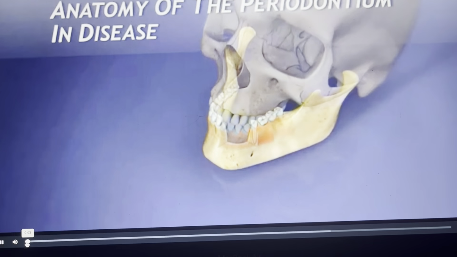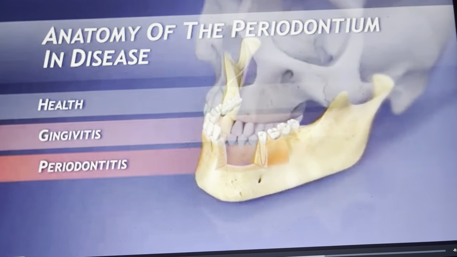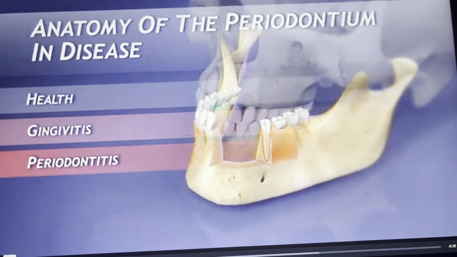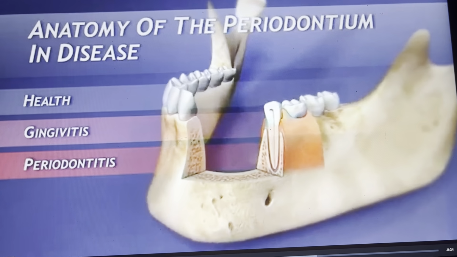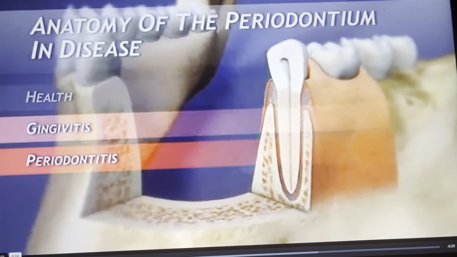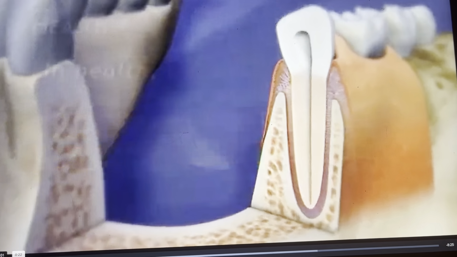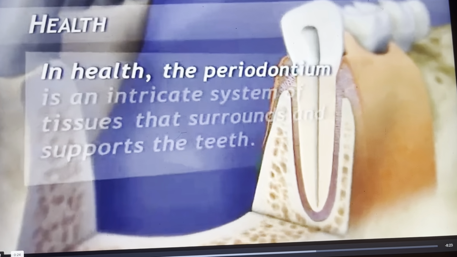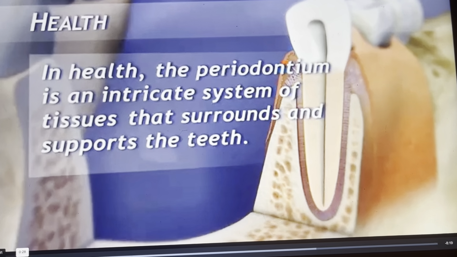The periodontium exists in three basic states: health, gingivitis, and periodontitis. It is important to recognize the differences among health, gingivitis, and periodontitis. Gingivitis and periodontitis are the two basic categories of periodontal disease. In health, the periodontium is an intricate system of tissues that surrounds and supports the teeth.